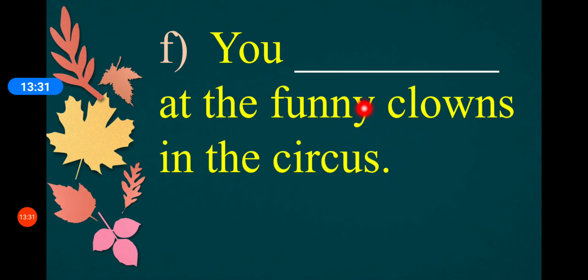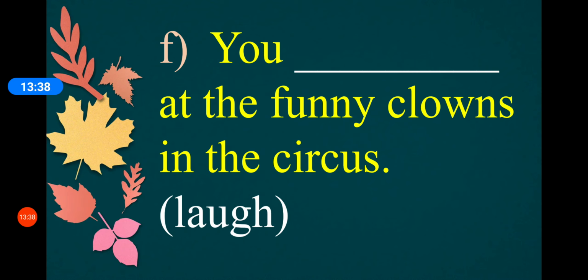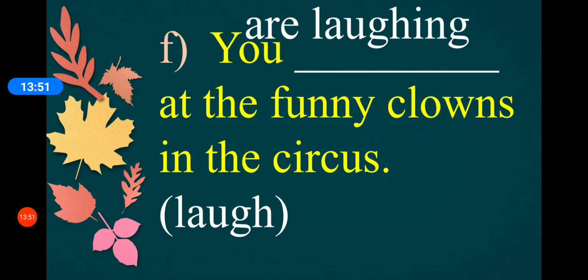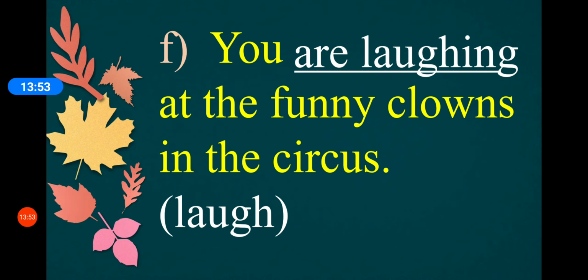You dash at the funny clowns in the circus. And the verb that is given to us is laugh. Okay. You with you, we, they and plural nouns we use are. So you are laughing at the funny clowns in the circus. Very good, children. Clap for yourself if all of your answers were correct.